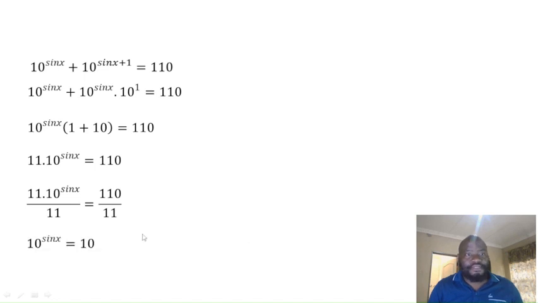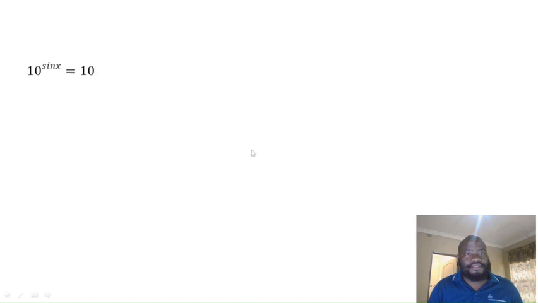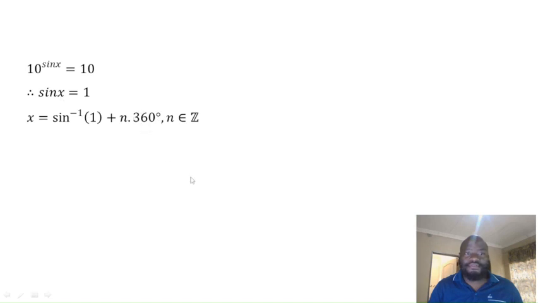Now let's take this and put it up there, clear some space. Then we see that now we have powers of the same base. We can equate exponents, so we get sine x equals 1, the one that is an exponent here. Then we arc sine both sides, sine inverse both sides. We get arc sine 1 plus n multiplied by 360 degrees, which is the period of sine x. n is an integer, any integer. So this is a general solution.